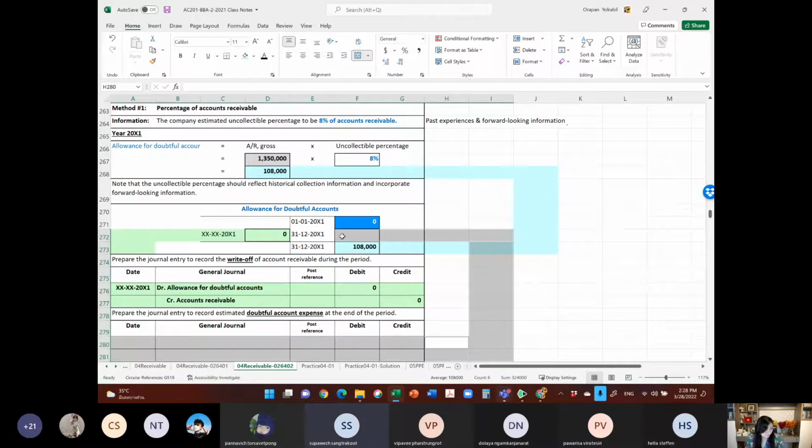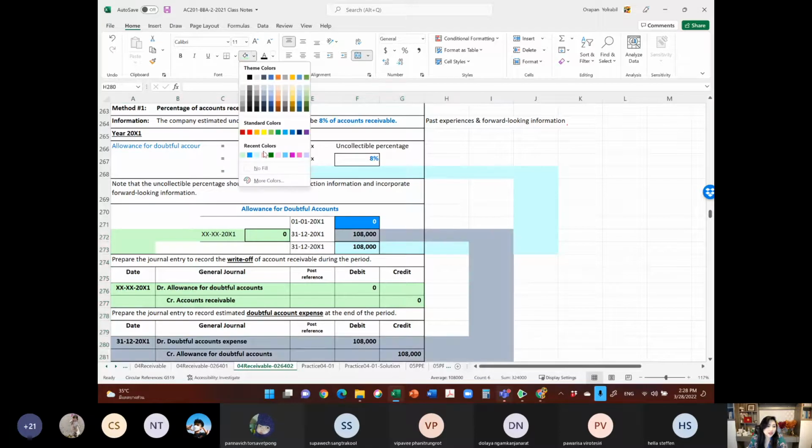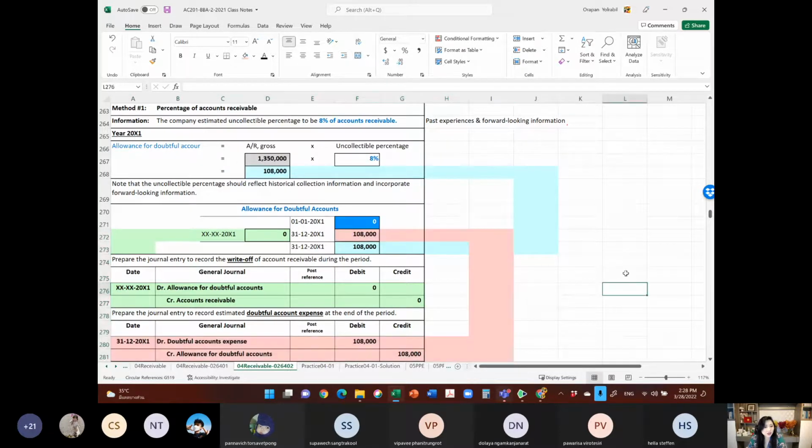We should record 108,000. Okay, so it's going to be 108,000. So this 108,000, what is it? This 108,000 is actually estimated expense that will increase the balance of the allowance. So at the end of the year, as part of the adjusting entry, you have to record the estimated expense at year end.